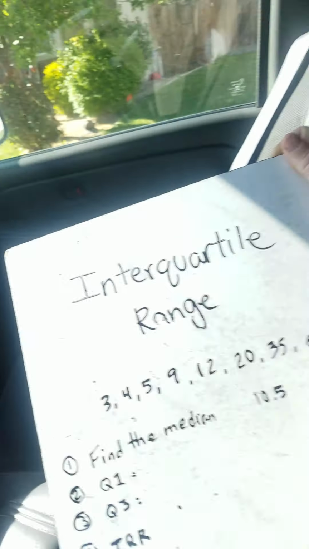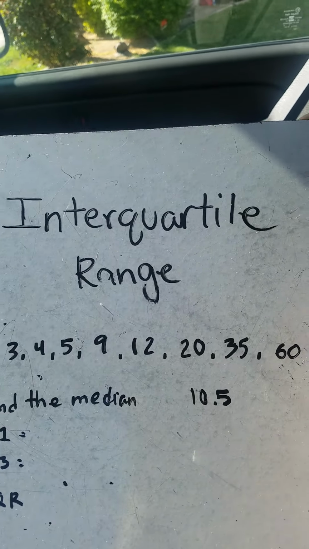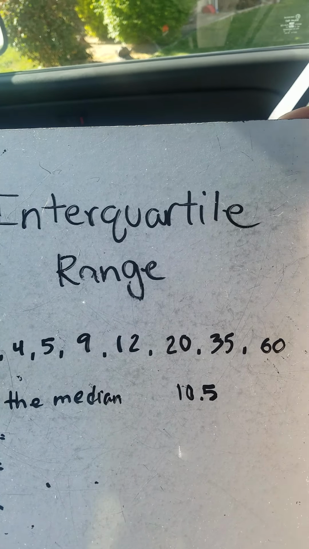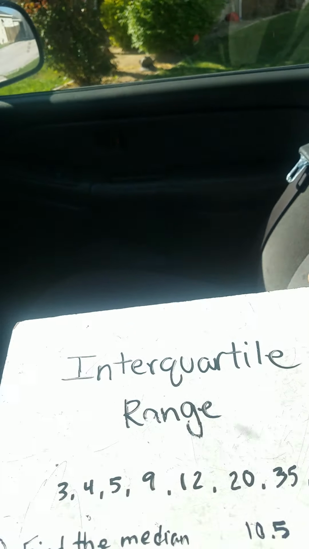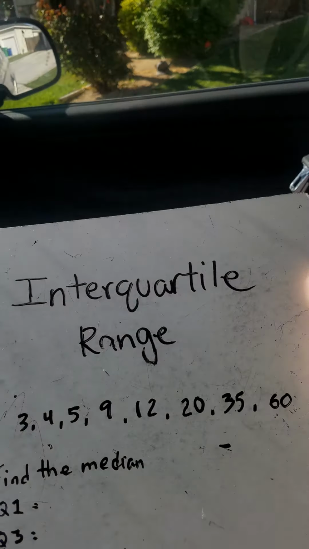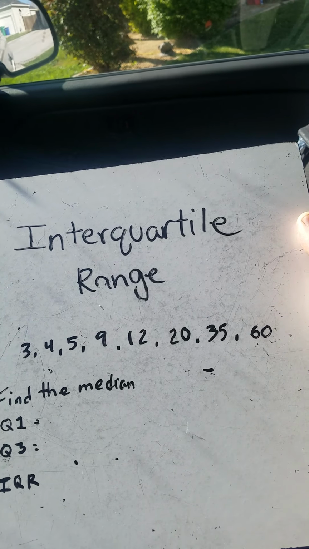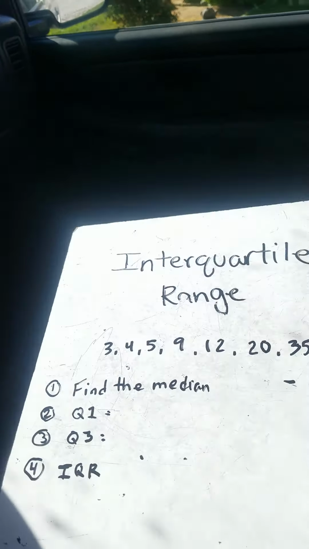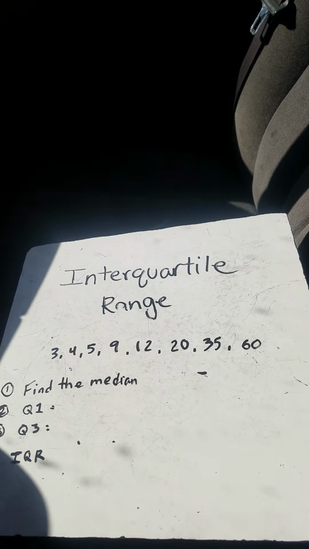So interquartile range, as you can see, I've listed my data in order from least to greatest: 3, 4, 5, 9, 12, 20, 35, and 60. And the first step to do this is to find the median.